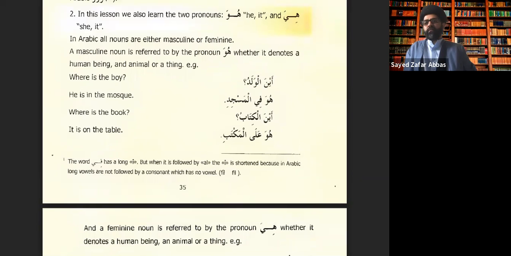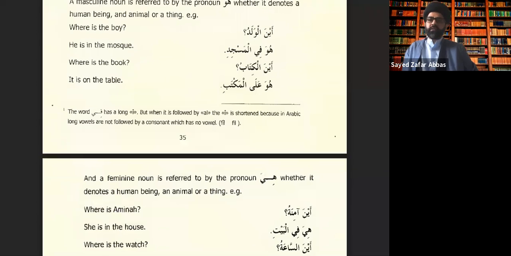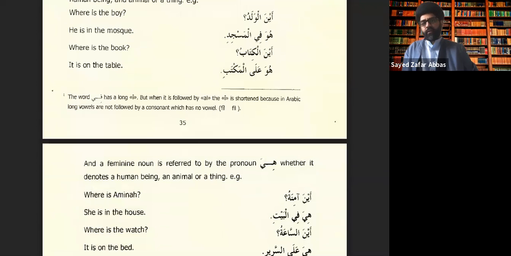So ayn al-walad huwa fil masjid. Ayn al-kitab huwa ala al-maktab. So what do we say? Where is the boy? He is in the mosque. Ayn al-kitab, where is the book? It is on the table. So notice in Arabic we said the same thing, huwa and huwa, even though in English we said he and it. But in Arabic, both cases we say huwa.